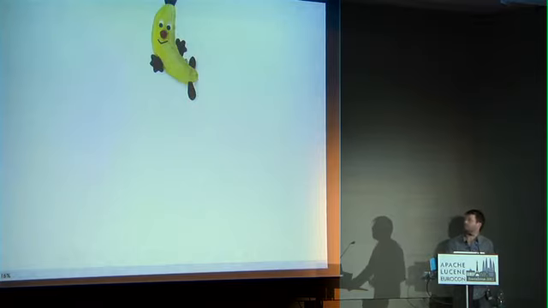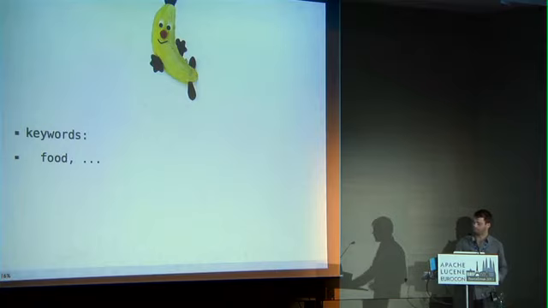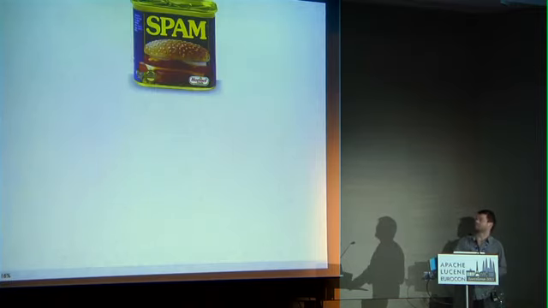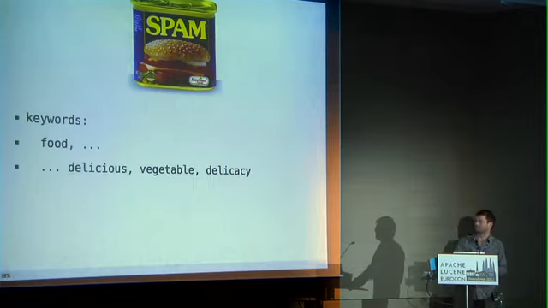So for this banana here, let's say it's got the keyword food. It's not really food, but it has other keywords that are more relevant, like yellow, face, and toy. So overall, I'd arbitrarily give it a boost of 3.5, because one of the words is not that relevant, the others are. For this photo, let's say it's got the keyword food, which it is, and then other ones like delicious, vegetable, and delicacy, which certainly are not relevant.